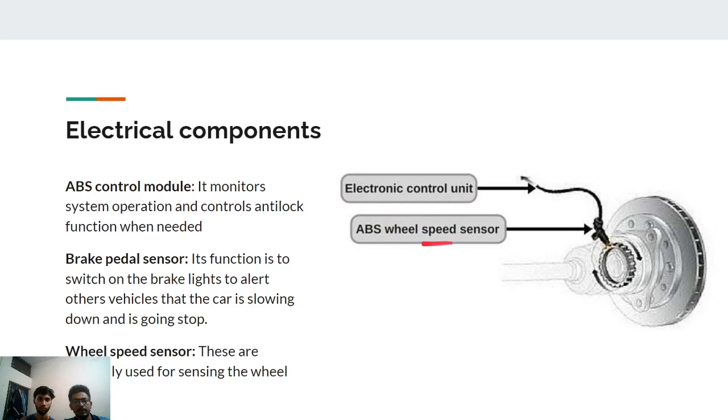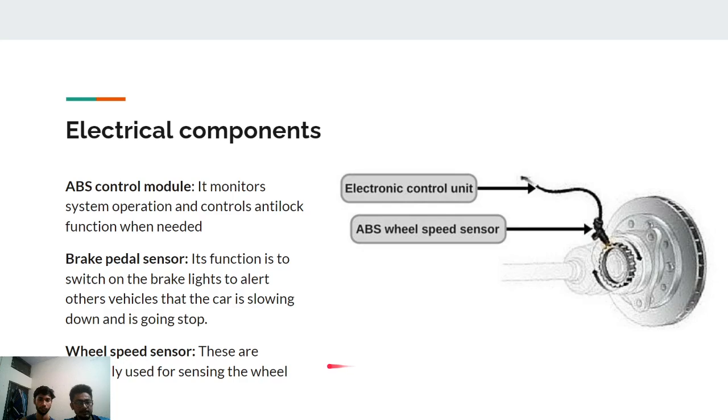In this, the ABS wheel speed sensor is shown and the ECU is shown in the diagram. ABS control module, it monitors system operation and controls the anti-lock function when needed. Brake pedal sensor, it is generally used so that the vehicle behind our vehicle can know that our car is slowing down and might stop. So it is just for the information of the car which is behind us.